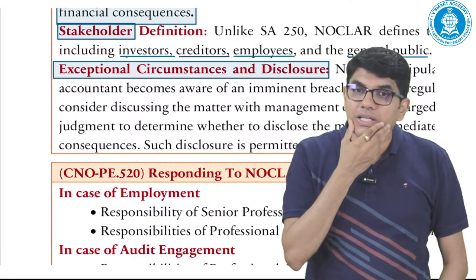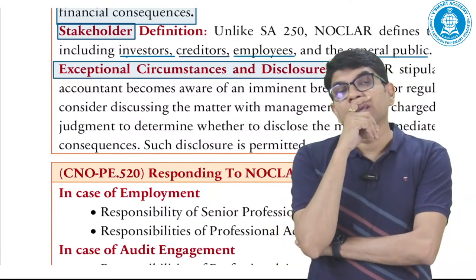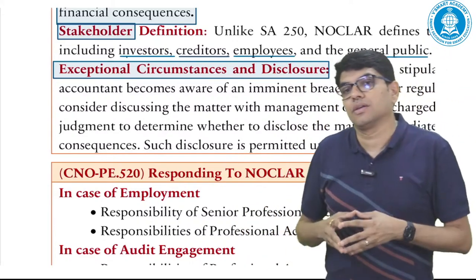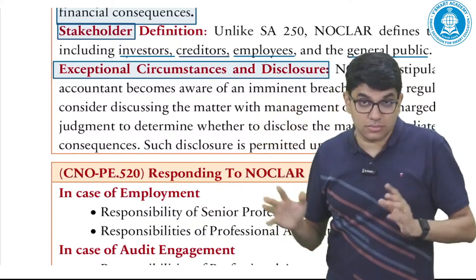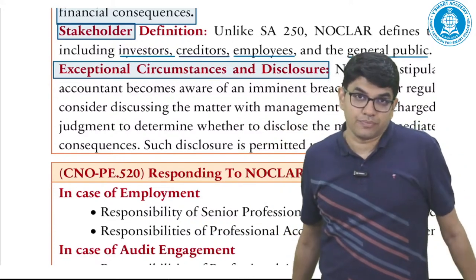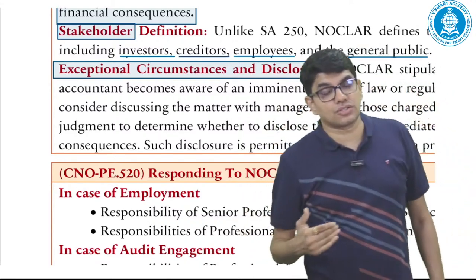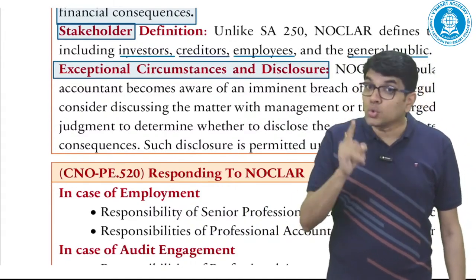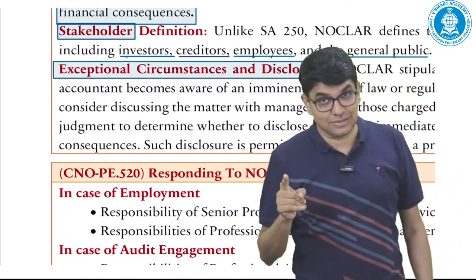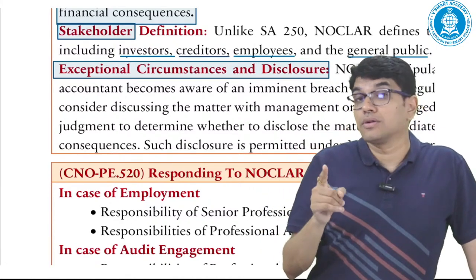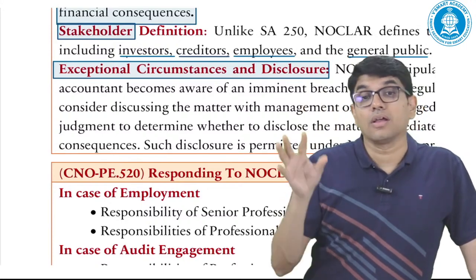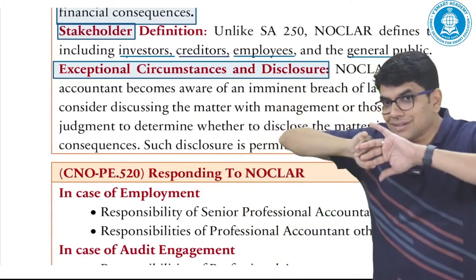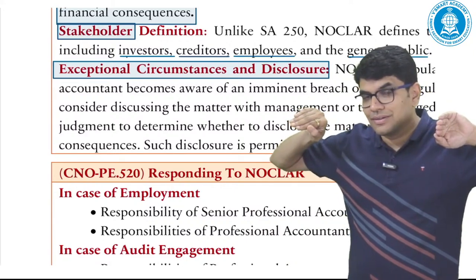NOCLAR says that if it's a very big imminent breach, a very big non-compliance, you should go and report this to authorities, unless it is prohibited by law. That's a very big thing. See, the complete approach is changed.